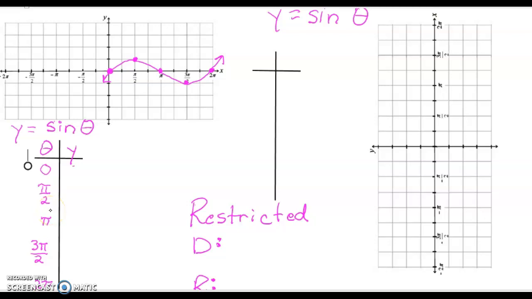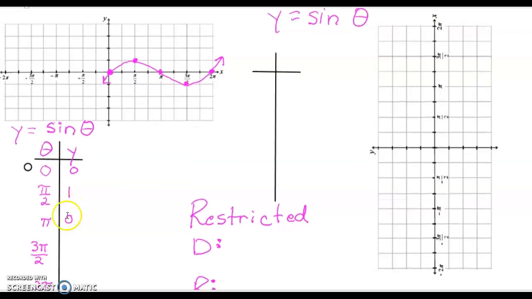The sine of 0 is 0. The sine of pi over 2 is 1. Sine of pi is 0. Sine of 3 pi over 2 is -1, and sine of 2 pi is 0. And I plotted the points above in the graph, and of course that's what sine looks like.